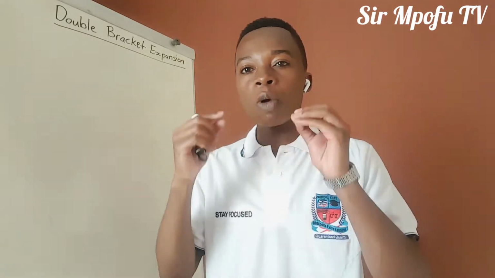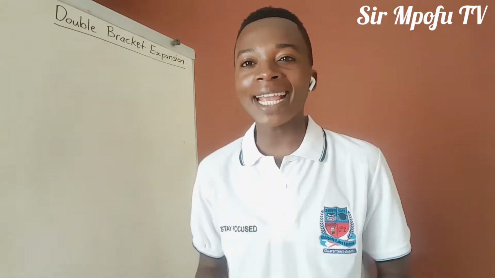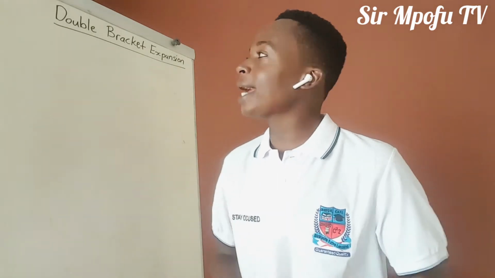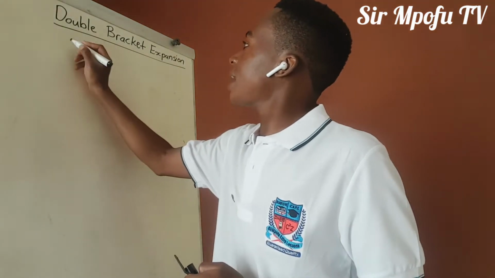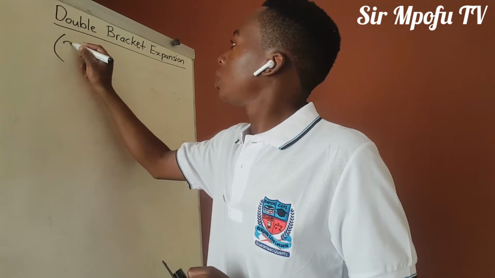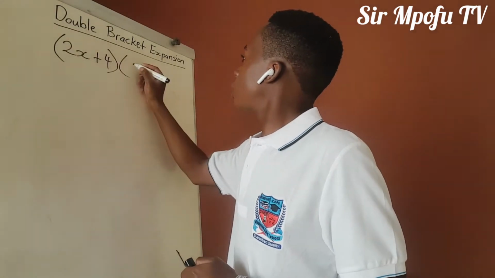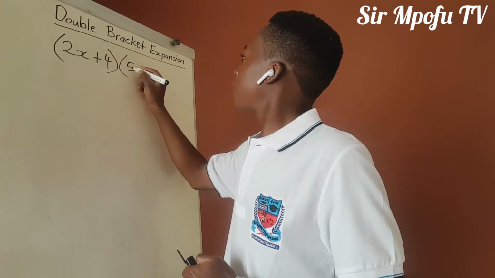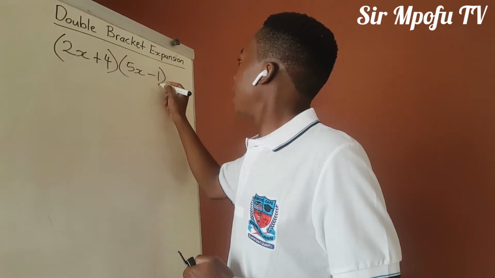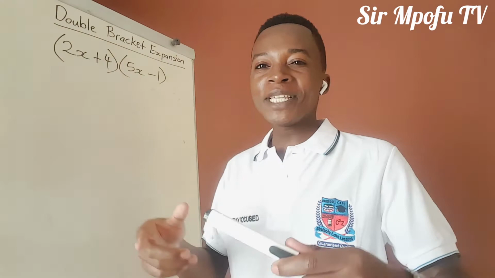On this lesson, I'm going to teach you double bracket expansion, how you expand double brackets. For instance, let's say you have (2x + 4)(5x - 1), like this. Remember, brackets means multiplication.